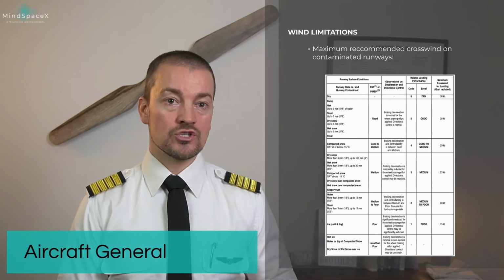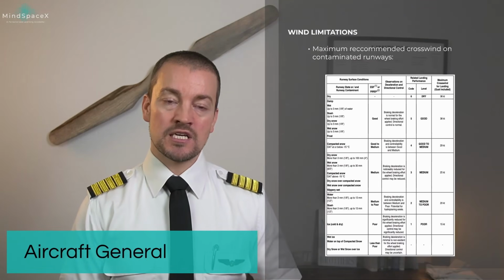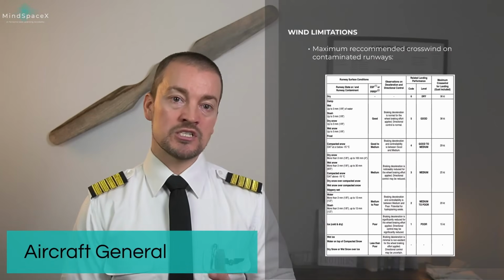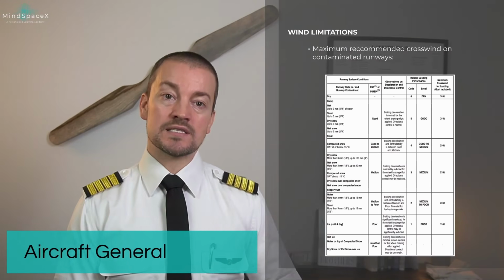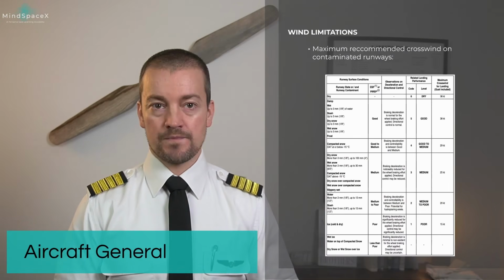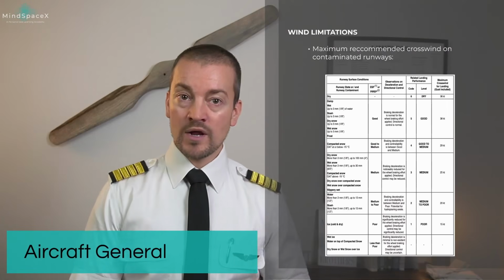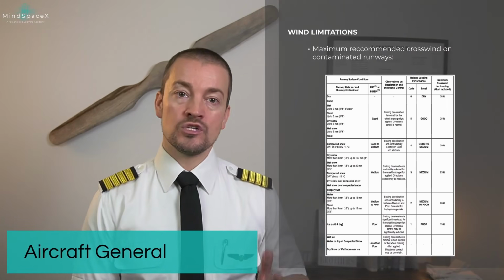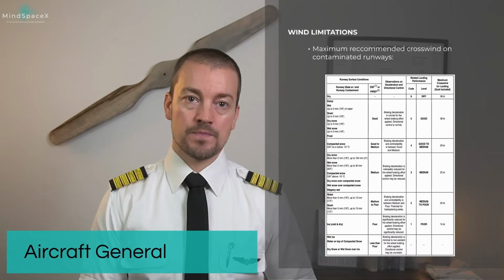While the limitation for crosswind was not an airplane flying manual limitation, it was a recommendation by Airbus. When it comes to contaminated runways, there are limitations to crosswind. So, for takeoff and landing on dry and wet runways, we use the normal 38 knots recommendation.